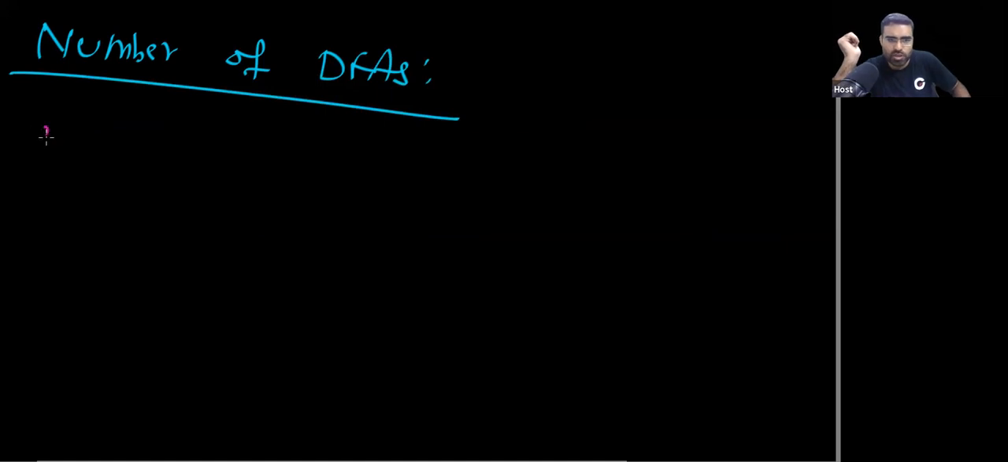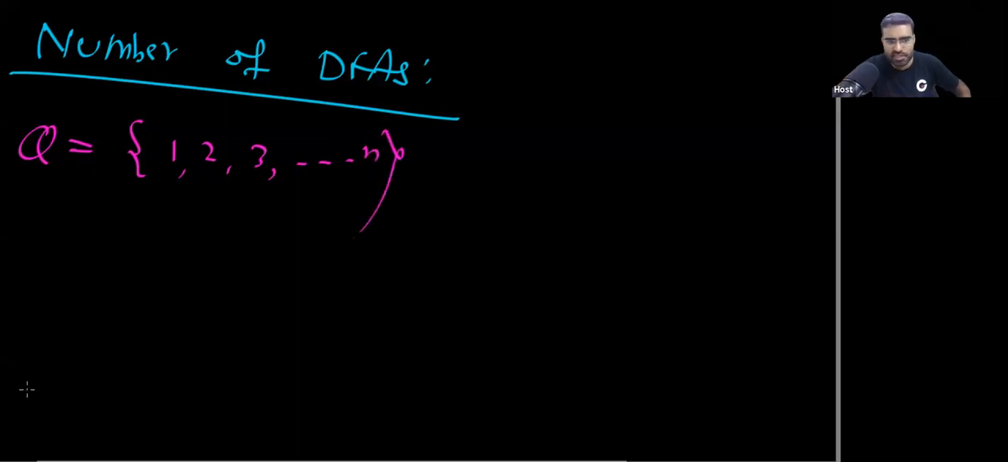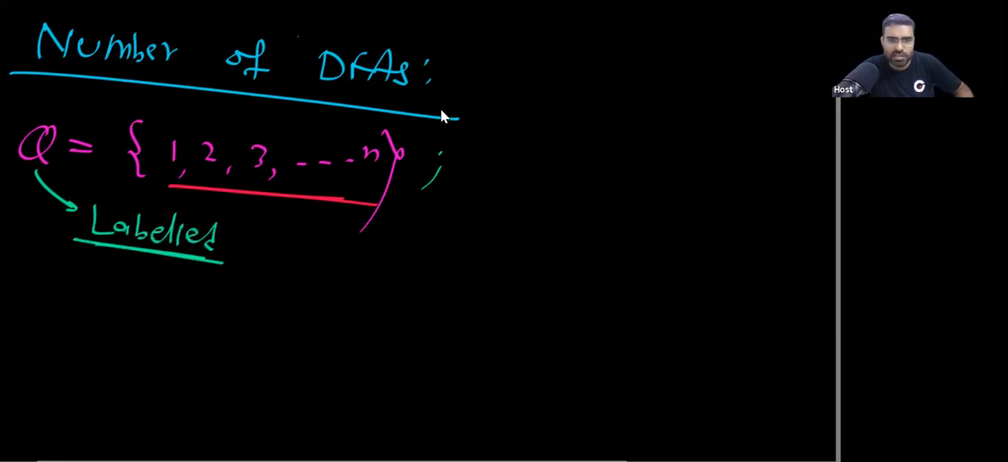Okay. So let's assume that you have a set of states. Your set of states is 1, 2, 3, and so on. Let's assume this is the set of states. Now, in this set of states, remember, these are labeled. Let's assume these are the labeled set of states.